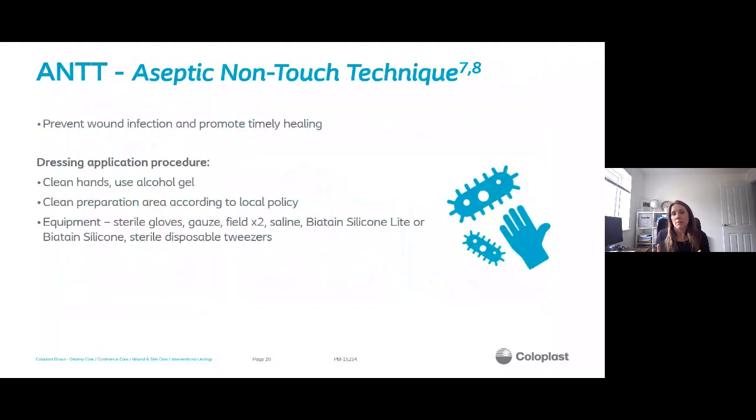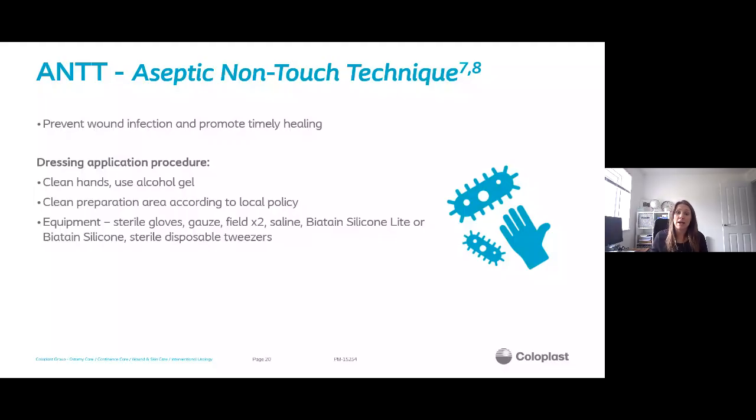When we look at the development of infection, or the things that would increase the risk of that, we need to be thinking about how we're applying these dressings. And really we should be using an aseptic non-touch technique, which I'm sure you're all familiar with. But we want to try and prevent any wound infection and promote timely wound healing. So we need to be cleansing our hands, using alcohol gel, using a preparation surface or a clean preparation area according to our local policy.